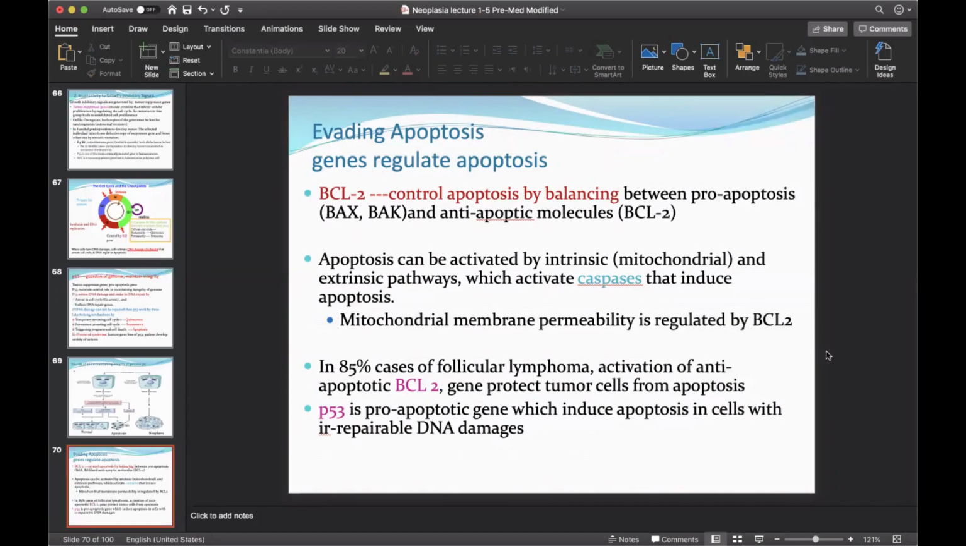So there are types of lymphomas, such as follicular lymphoma. 85% of follicular lymphomas have a mutation of BCL2. What happens in these patients is that BCL2, which is located on chromosome 18, undergoes rearrangement with chromosome 14, which encodes for immunoglobulin. Okay, so the result is that they have overproduction of BCL2, and when the cells have too much BCL2 inside them, they are able to evade apoptosis.